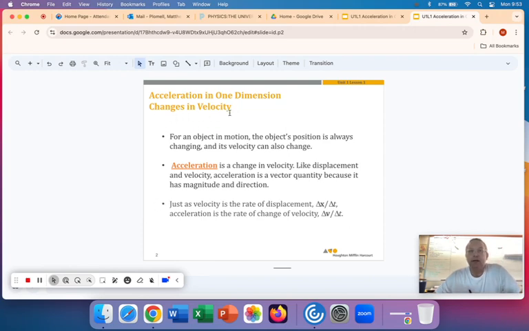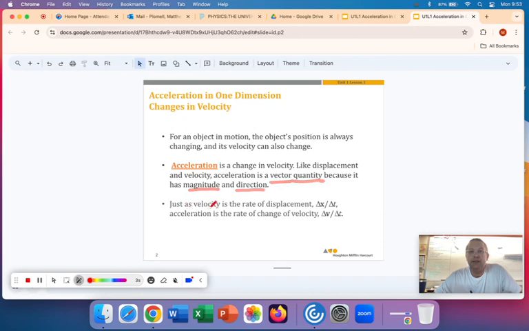Changes in velocity. For an object in motion, the object's position is always changing, and its velocity can also change. Acceleration is a change in velocity. Like displacement and velocity, acceleration is a vector quantity because it has magnitude and direction.